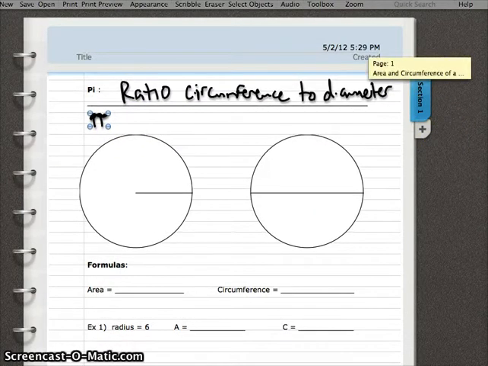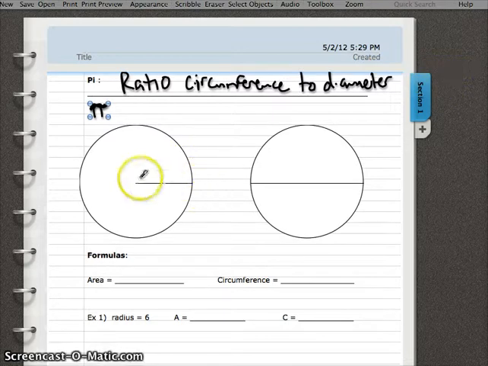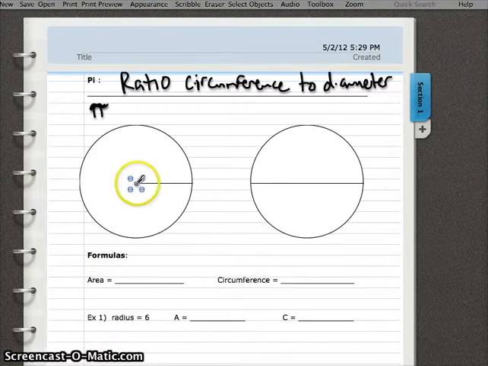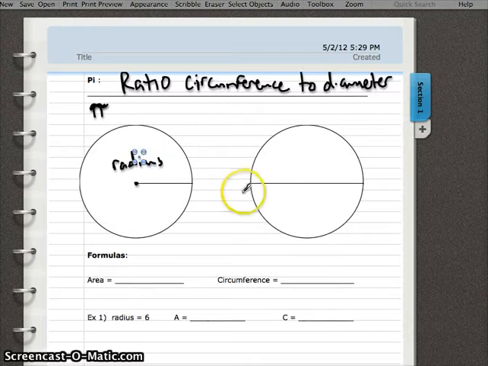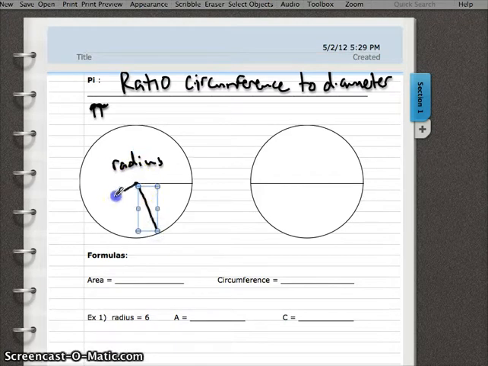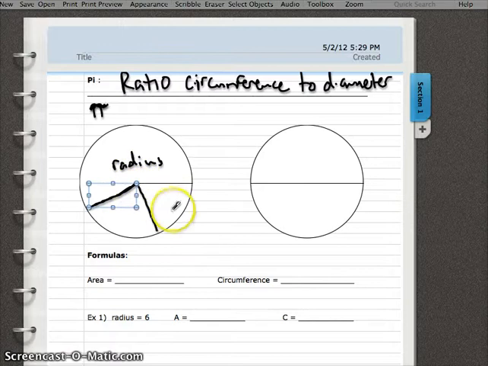Also, some important things to know about circles. If we draw a line from the center of the circle to the outside of the circle, that distance or line is called a radius of the circle. And we could draw any kind of radius. It doesn't have to specifically be right here. We could draw a radius here. We could draw a radius over here. Any line that goes from the center to the outside is called a radius.